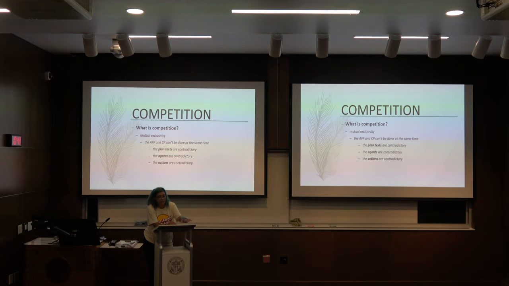So a plan text for your 1AC is telling you to stop selling arms to Taiwan. Just keep that in mind. If I say my counterplan is to continue selling arms to Taiwan, can I do both of those things at the same time? Exactly. I can't both stop selling arms and continue selling arms at the exact same time. So that's something that shows the competition. It shows how mutually exclusive your counterplan is to the 1AC.